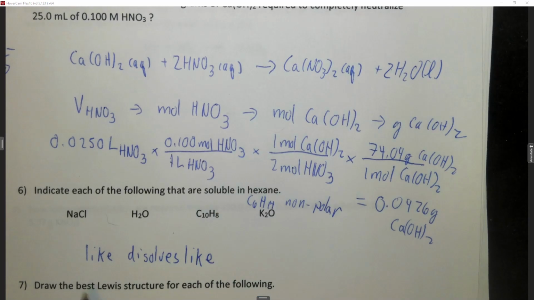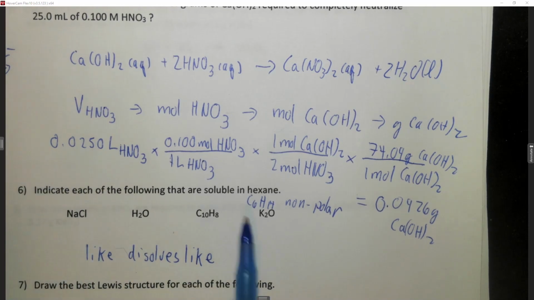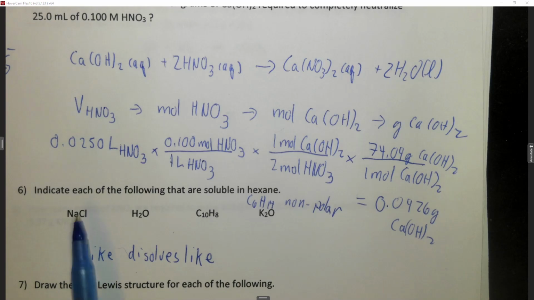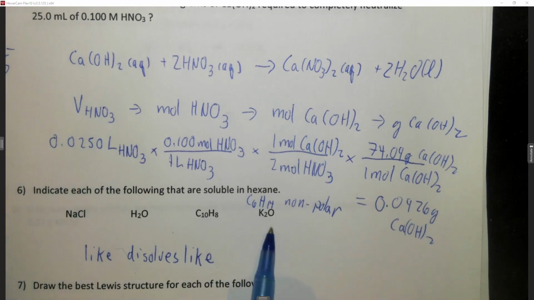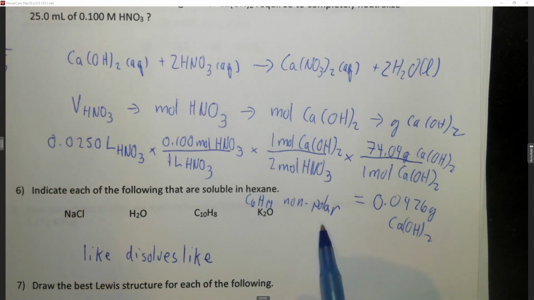So polar and ionic solutes are soluble in polar solvents. Water is the most famous polar solvent. Ionic solutes, like NaCl, are also soluble. K2O, although ionic, isn't really soluble in anything because oxides don't tend to be soluble. Maybe it's a tiny bit soluble. Okay? Non-polar solutes are soluble in non-polar solvents.